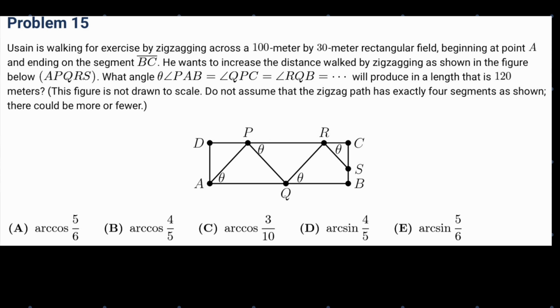Well, let's just write down what we know first of all. We know the height's 30. We know the length is 100. And let's just say that by the time he reaches here, he wants to travel 120 meters.